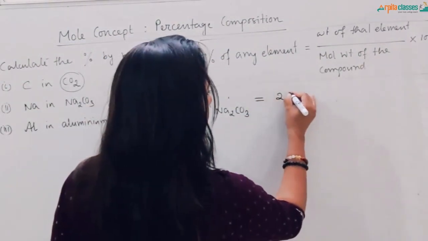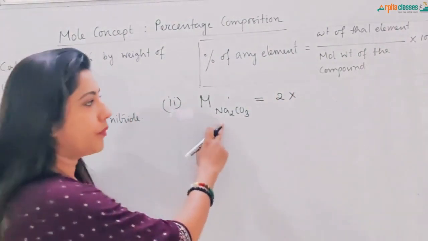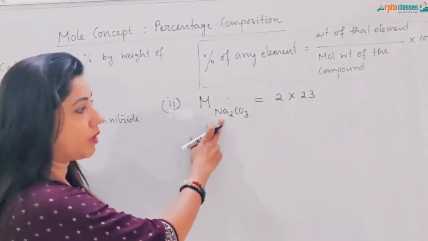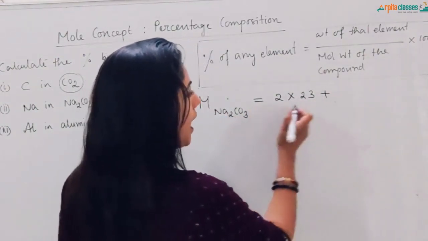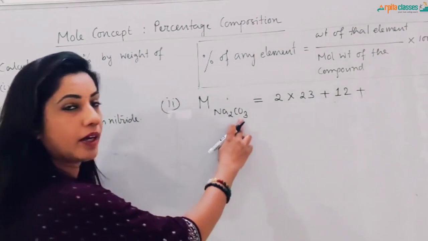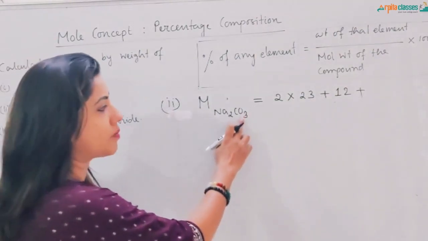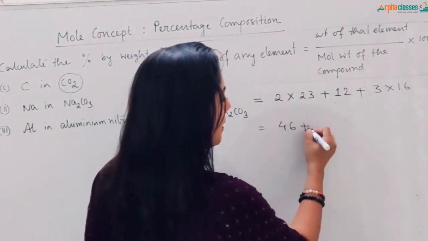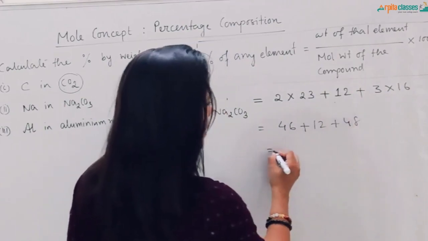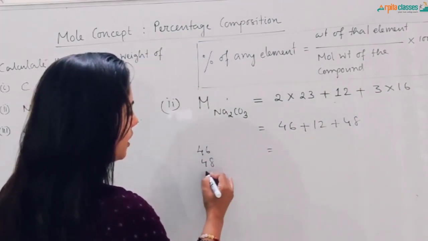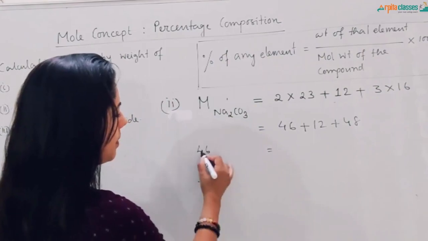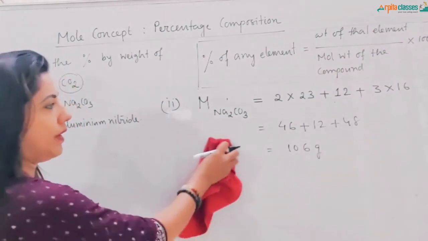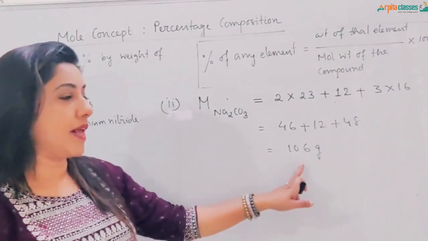That is equal to 2 into atomic weight of sodium, which is 23. You can clearly see there are 2 atoms, so we have taken 2 into atomic weight of sodium, plus atomic weight of carbon, which is 12, plus atomic weight of oxygen into 3, because there are 3 atoms of oxygen. So it is 3 into 16. It comes to 46 plus 12 plus 48, which is 46 plus 48 plus 12, 106. So the molecular weight of Na2CO3, or sodium carbonate, is 106 gram.